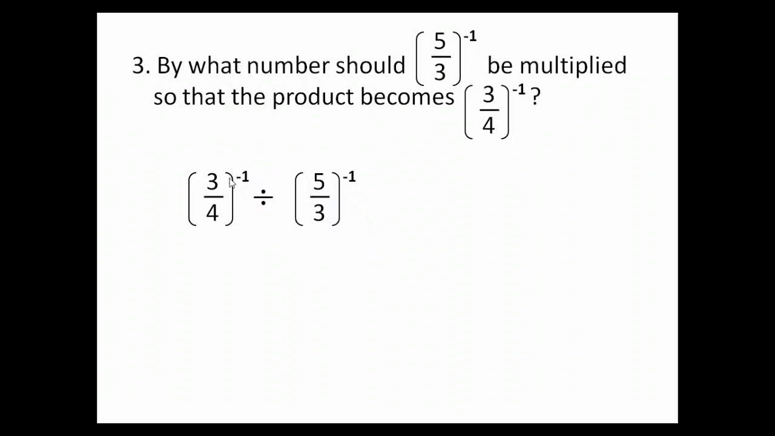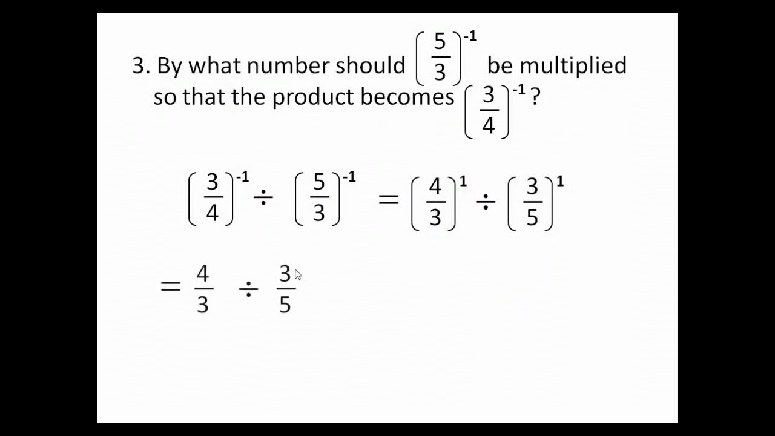So first let's change the exponent, or the index, into a positive 1. So what will we do? It will become (4/3) raised to the power 1, and this will become (3/5) raised to the power 1. Now anything raised to the power 1 means the number itself. So it will remain 4/3 divided by 3/5.